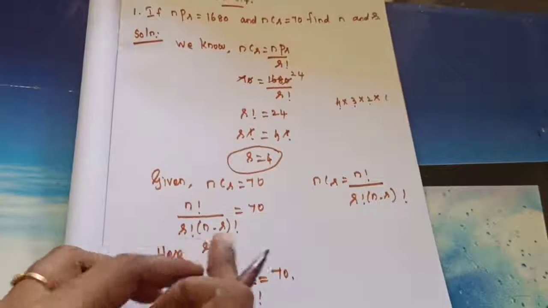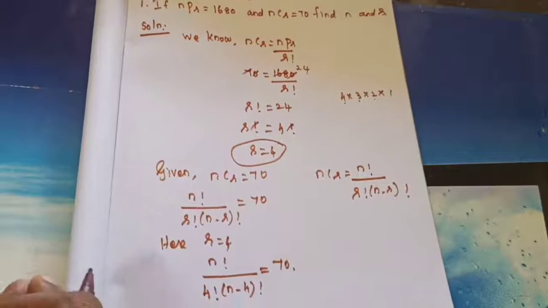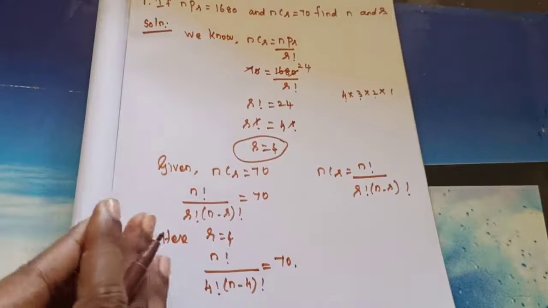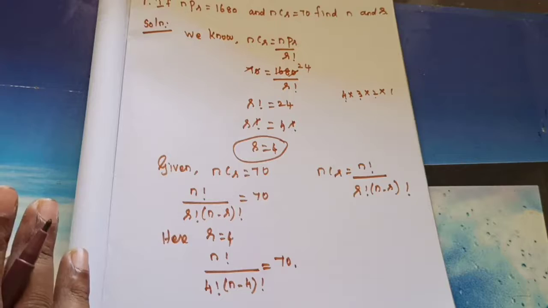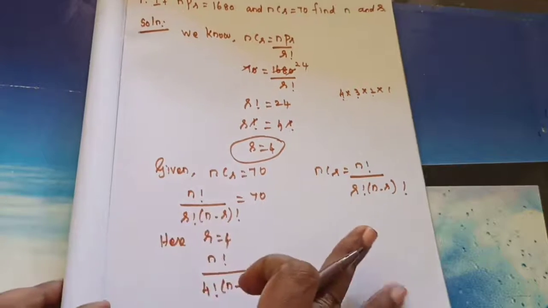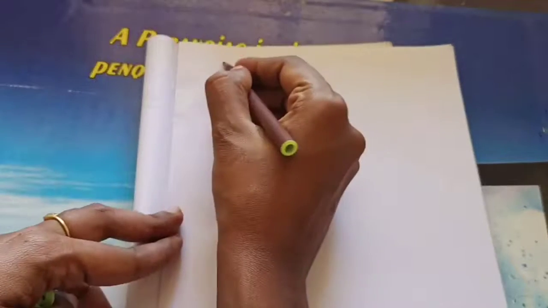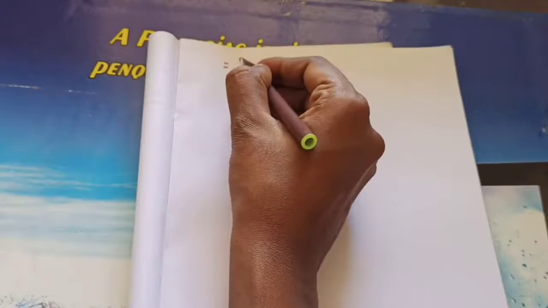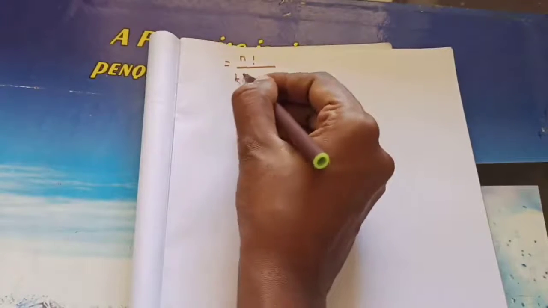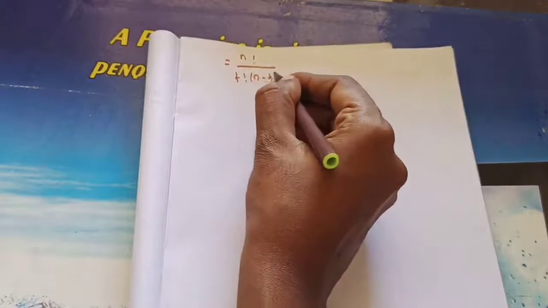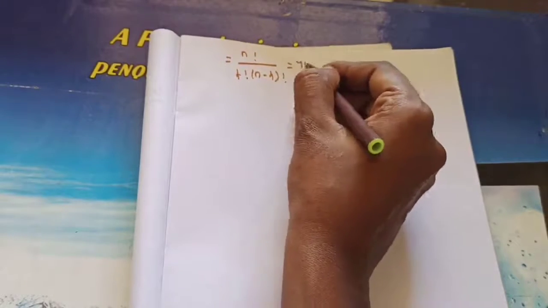Got it? So NCR equal to 70, and from that R equal to 4. Now I substituted the R value as 4 here. So what will happen here? The numerator is N factorial, divided by 4 factorial into N minus 4 factorial, equal to 70.